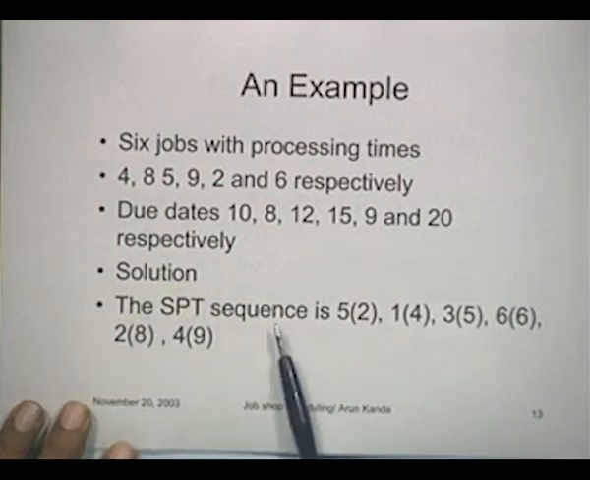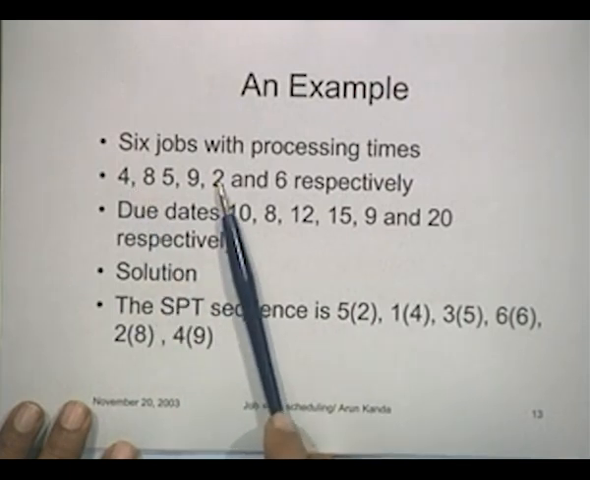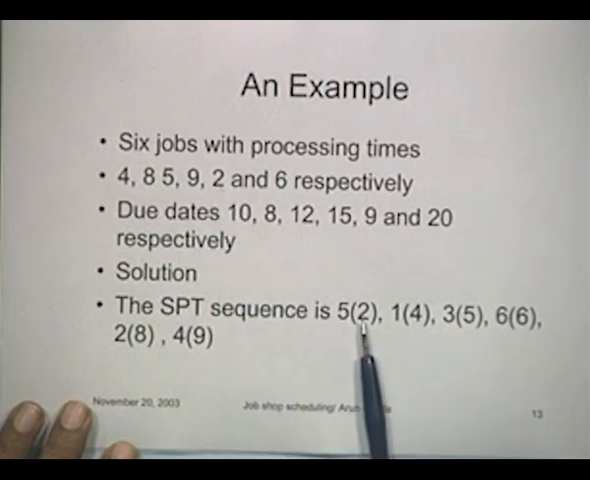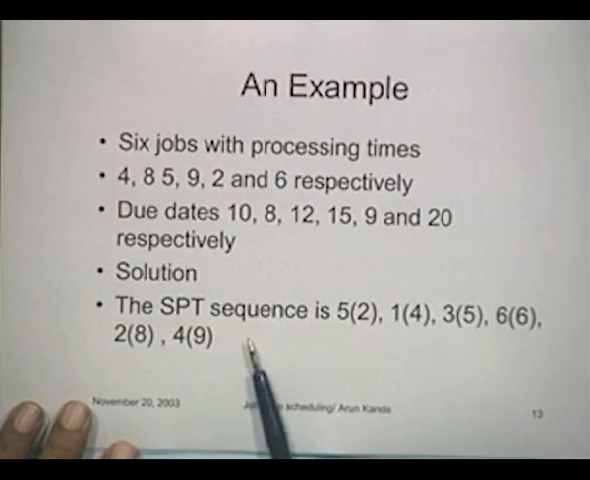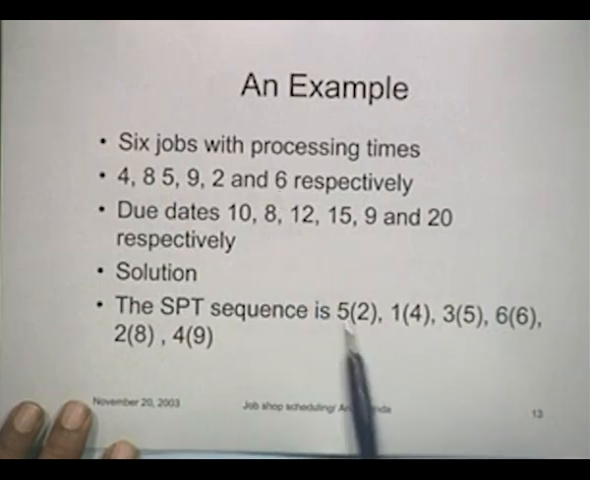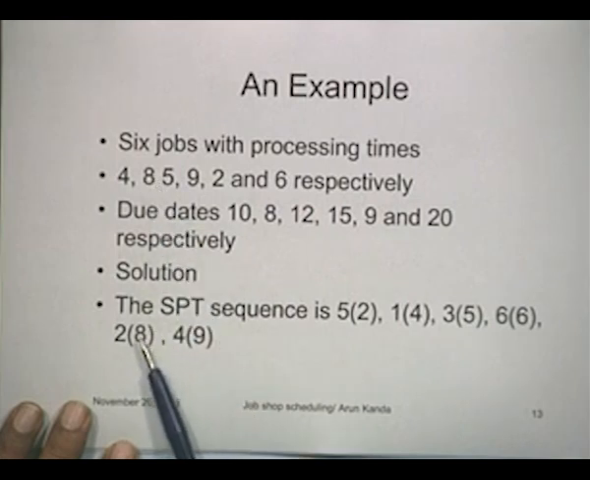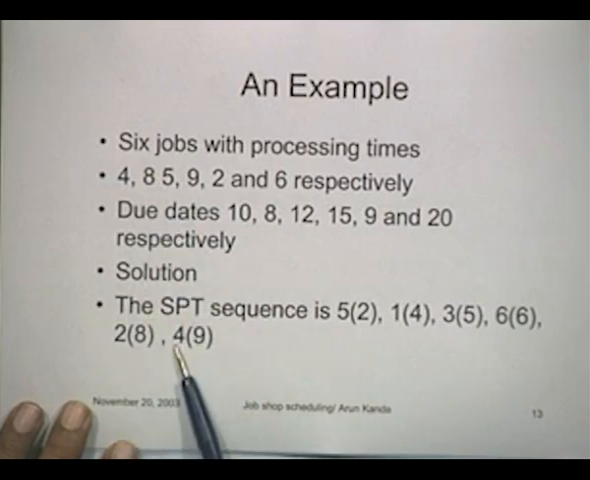You will follow the SPT sequence, and the SPT sequence means that you take the job with the smallest processing time. So you take job number 5, which has a processing time of 2. Then job number 1 has a processing time of 4. Job number 3 has a processing time of 5. Job number 6 has a processing time of 6. Job number 2 has a processing time of 8, and job number 4 has a processing time of 9. So this is the sequence in which the jobs would be done under an SPT rule.